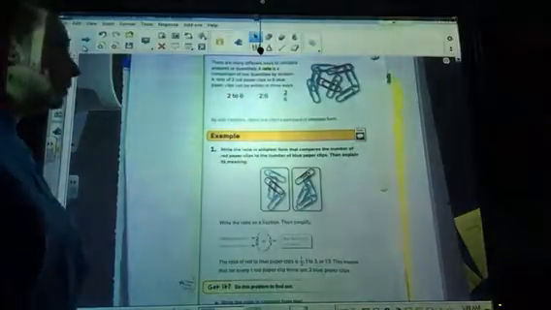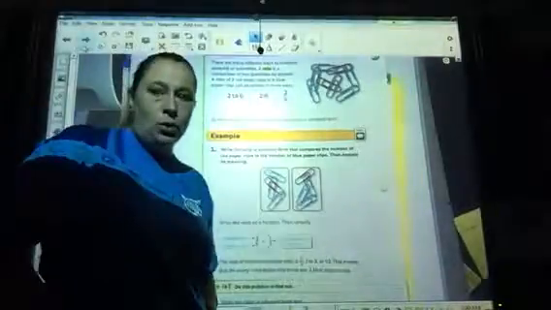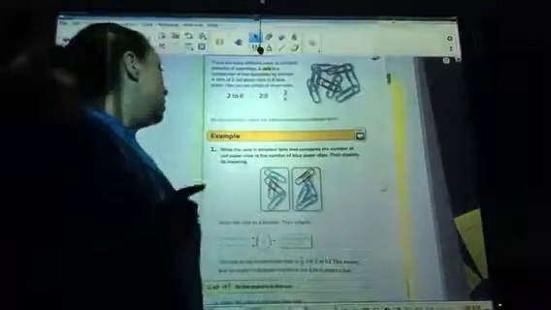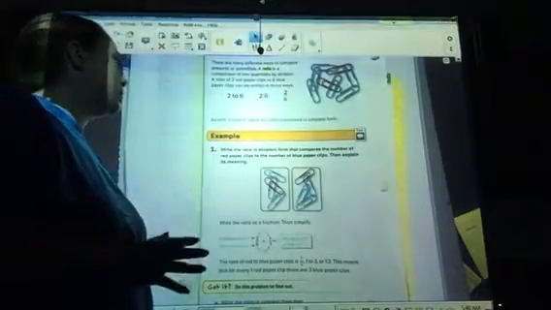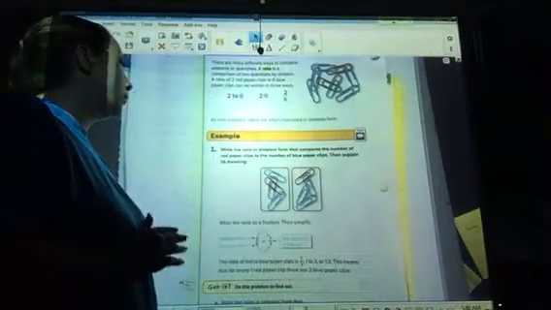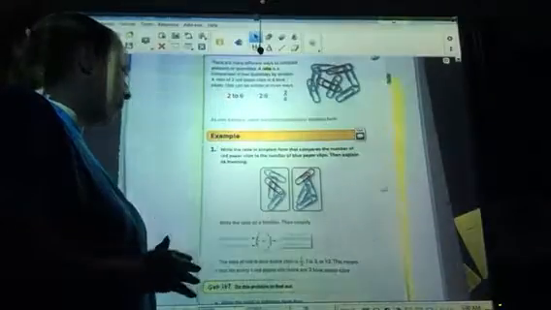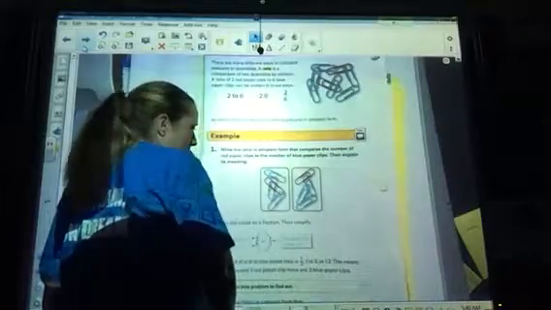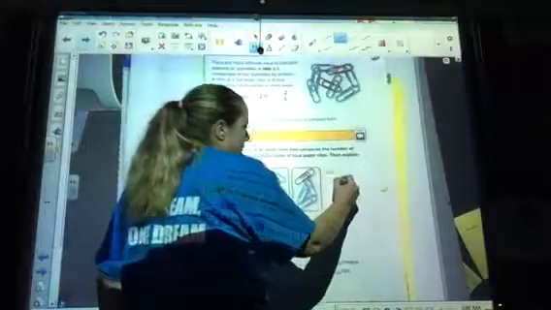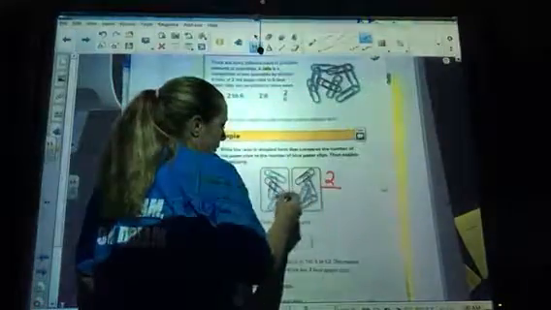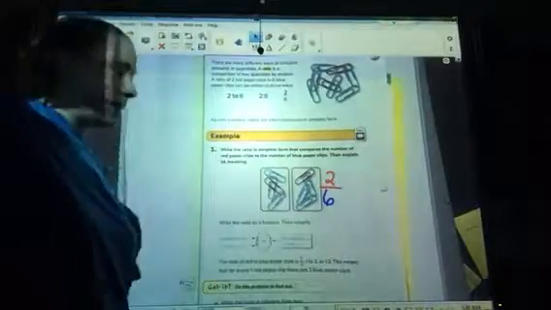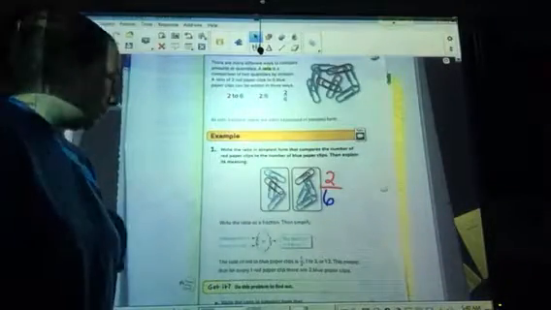Write the ratio in simplest form. If they tell you simplest form, that means you're going to divide that down as low as you can possibly get it. Write the ratio in the simplest form that compares the number of red paper clips to the number of blue paper clips. So if we look at both these groups, we have 2 red over, let's see, 1, 2, 3, 4, 5, 6, 6 blue. So your ratio is 2 to 6, or 2 over 6.